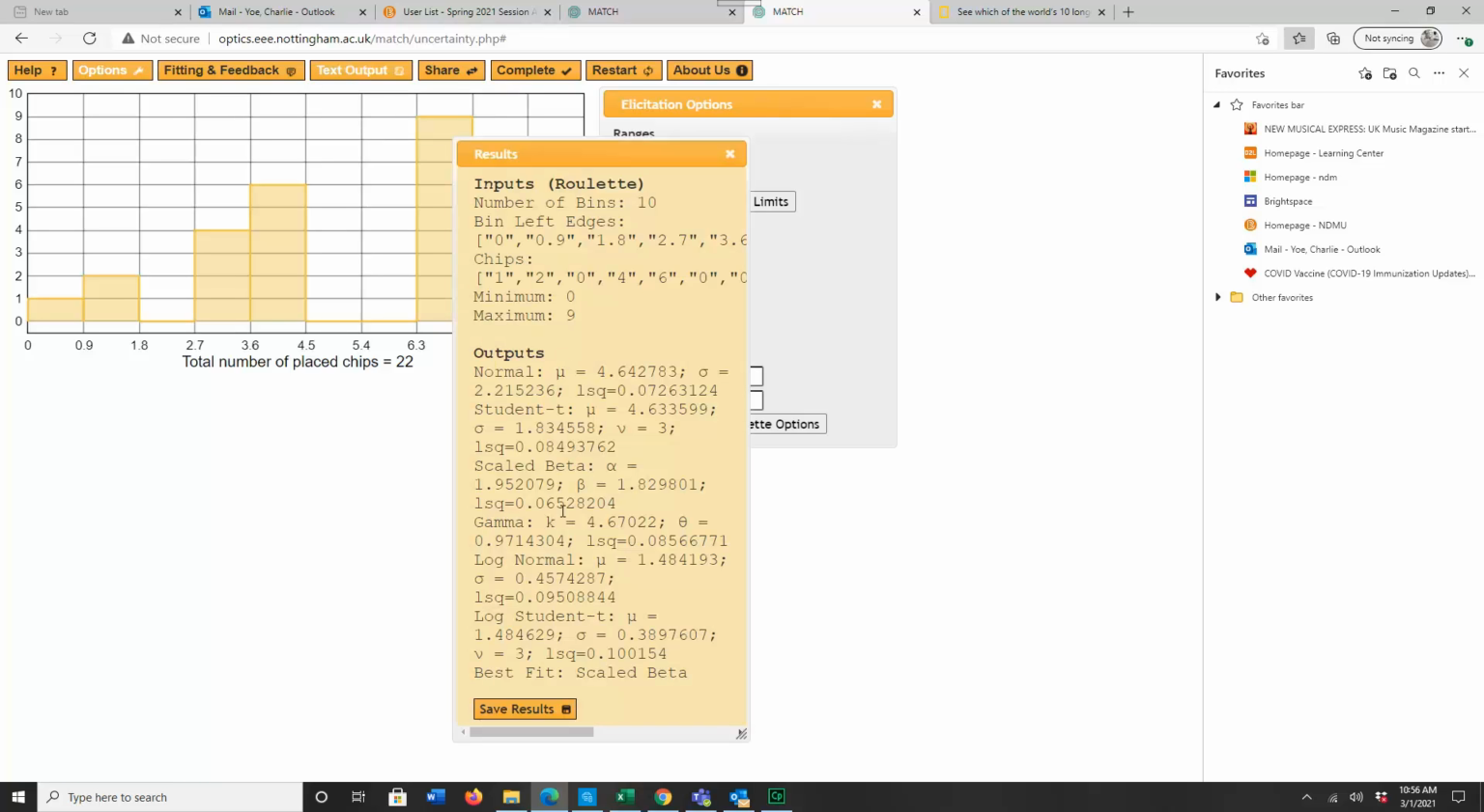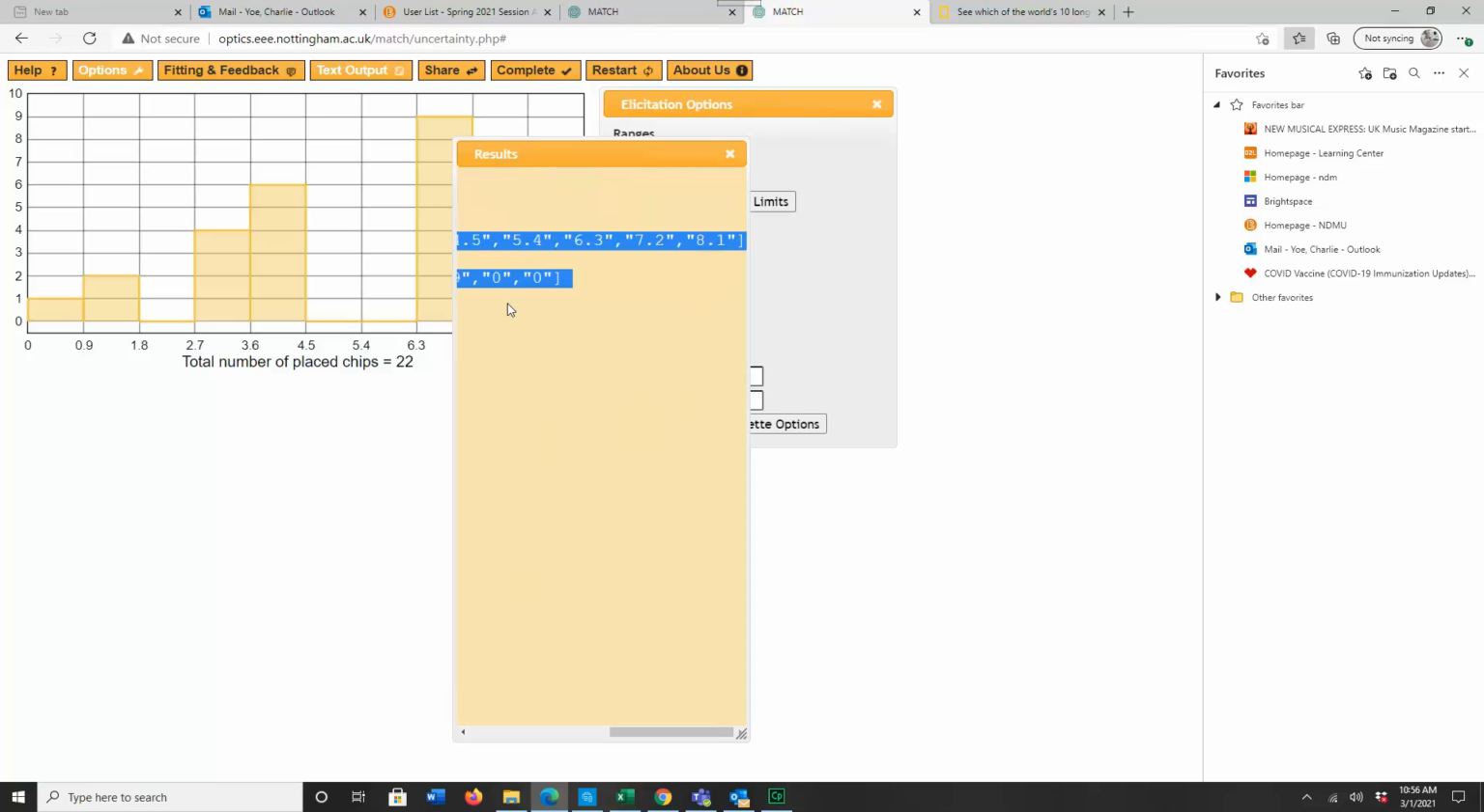It fits distributions to these same distributions, but it gives you your chip counts up here. And so you could use this information to construct your own cumulative distribution function.